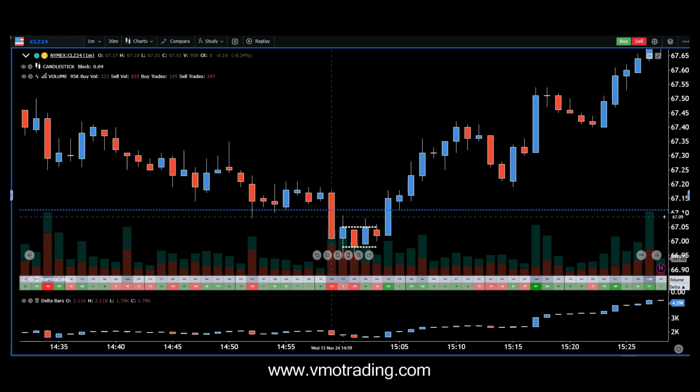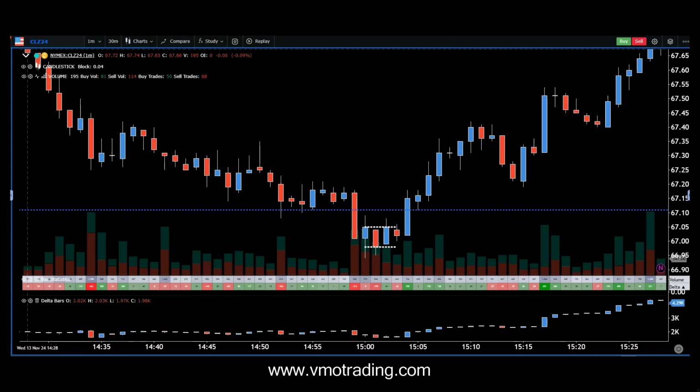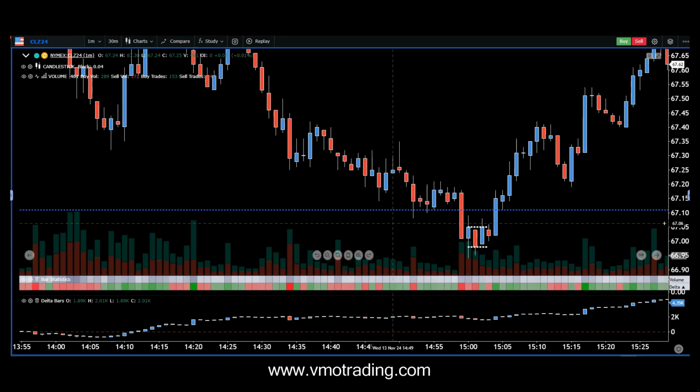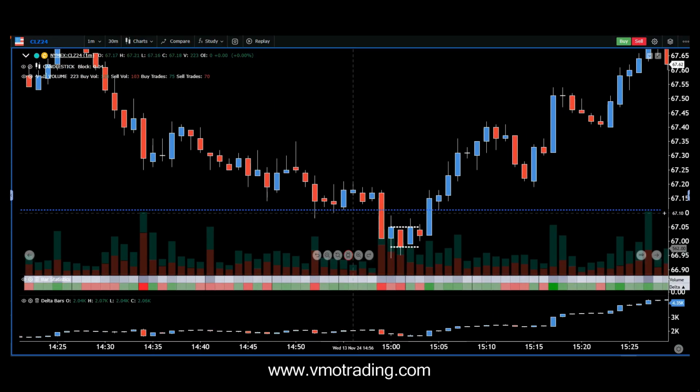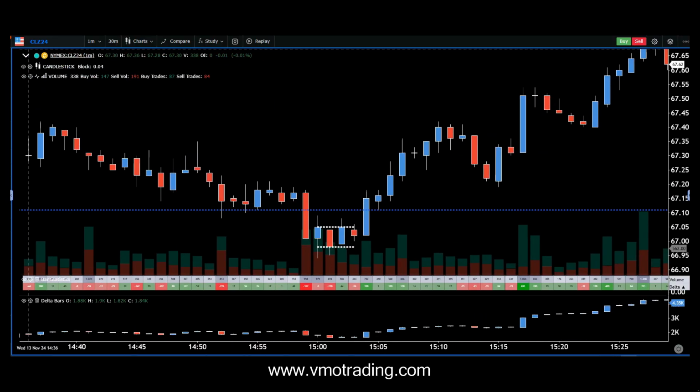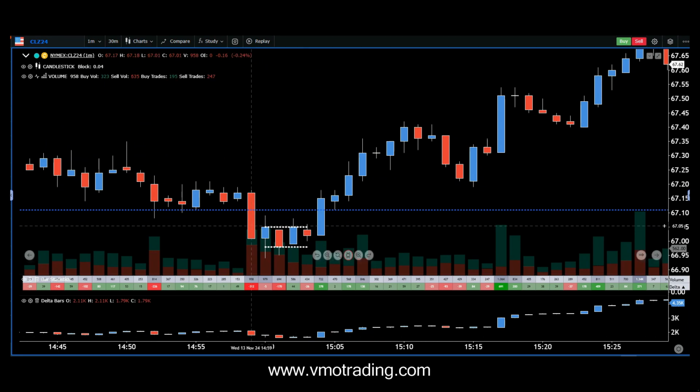In this case, you see a turnaround in the oil, prices reaching a key level. You see a very high delta pushing through and then forming a ledge.